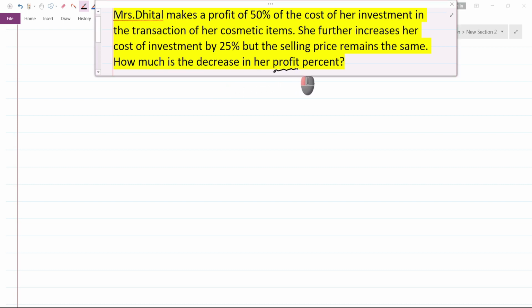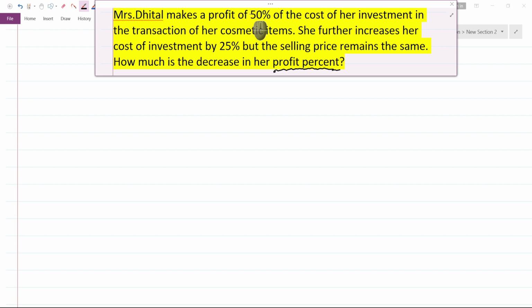Yes, this is the reason why most of you are here, because you might be getting the answer of 50%, but that's wrong. So let's see how we will solve it. Let me explain what the question tells. Suppose Mrs. Dhital invests some money in the business of her cosmetic items. She is getting a 50% profit on that. Suppose she is investing Rs 100, so her profit is 50% of Rs 100.